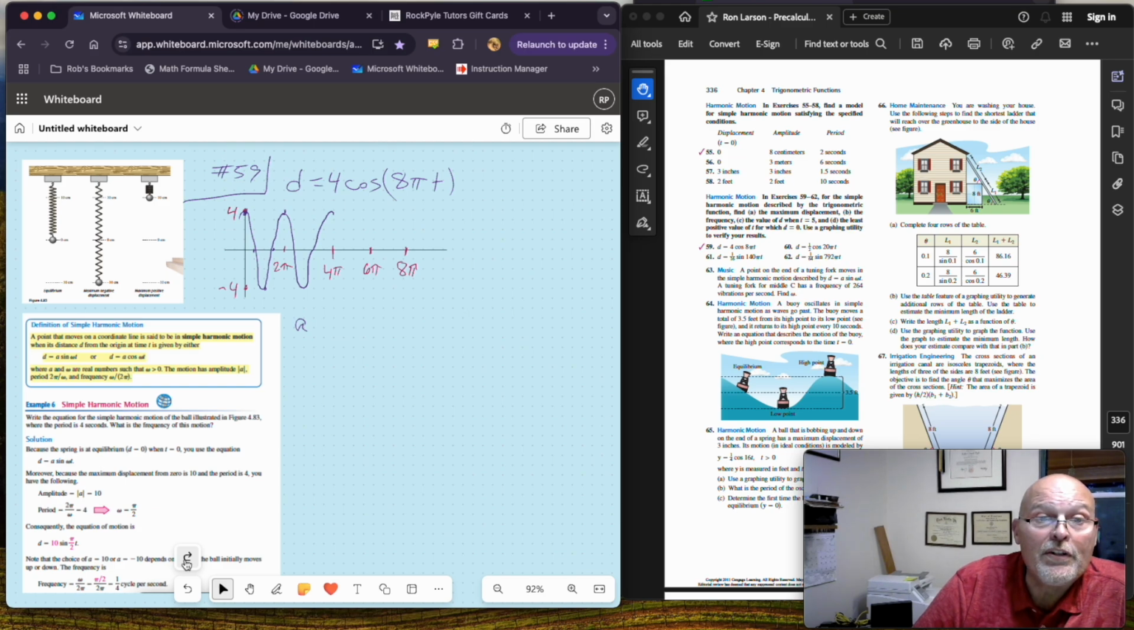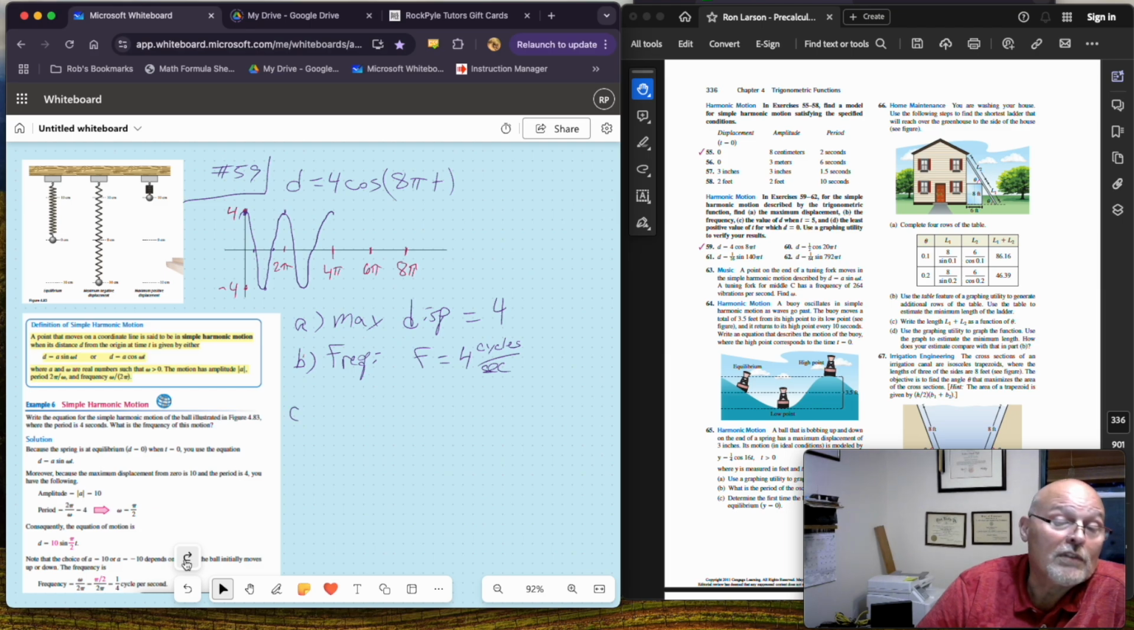So the amplitude that I can get from the equation, part A, max displacement, or the amplitude, is 4. B, what is the frequency? The frequency is how many cycles per second we have. And the frequency is 4 cycles in 1 second. Because where t is 1, we've gone around 4 times.